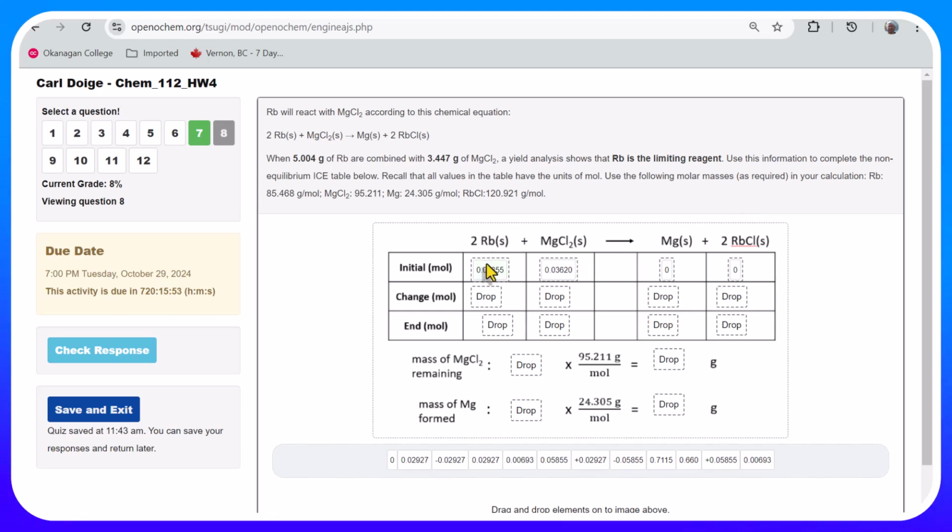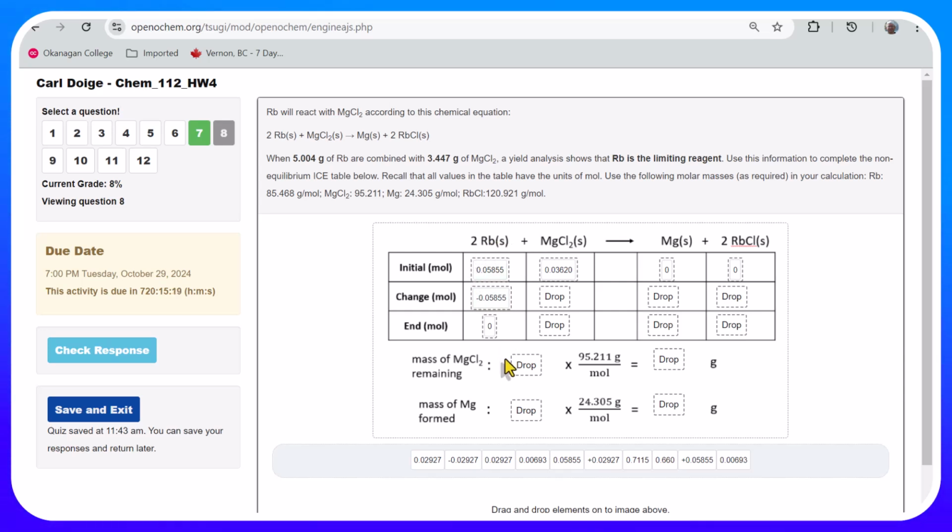Now remember, if rubidium is the limiting reagent, then it will be completely consumed. And in the end, I won't have any of the rubidium. So of course, this would be a minus value then. And I just need to find the right square to stick in here. Okay, so minus 0.05855.